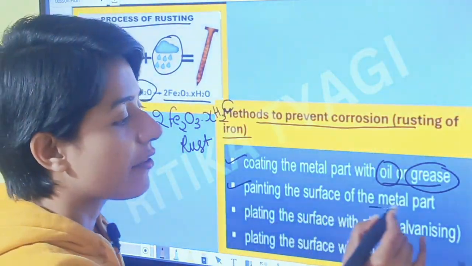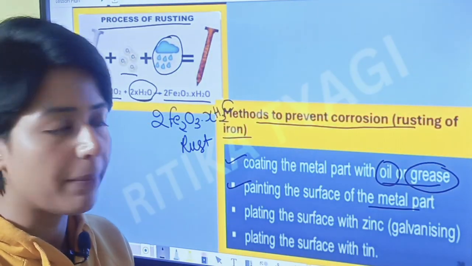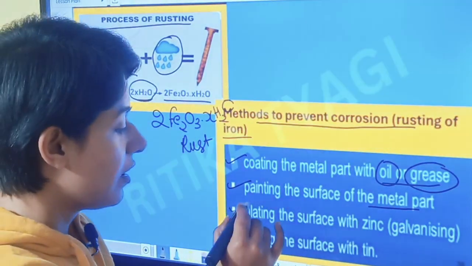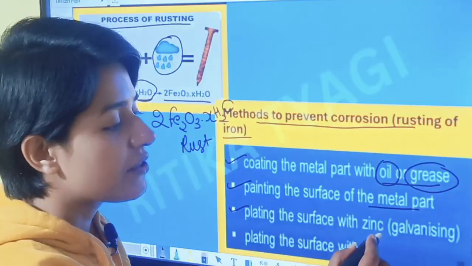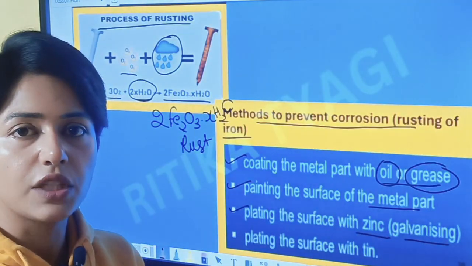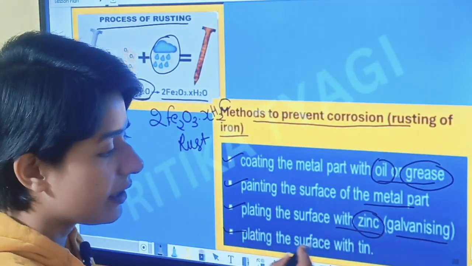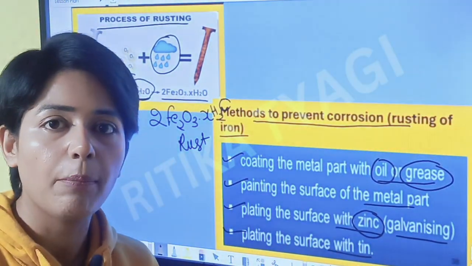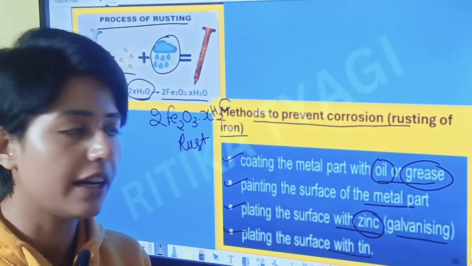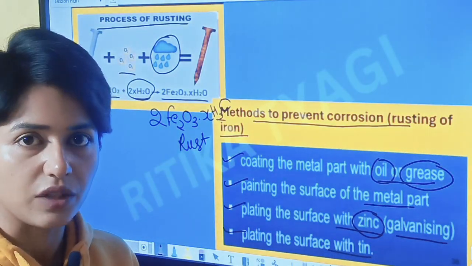Next is painting the surface of the metal part. We can also apply paint on the metal surface. Third is plating the surface with zinc, that is galvanizing. We can also apply a coat of zinc on the iron object, which is known as galvanizing. Next is plating the surface with tin. We can also apply a coat of tin on the iron object to prevent it from rusting.